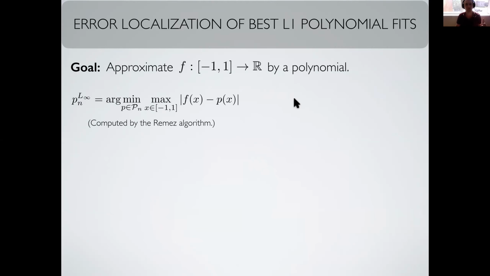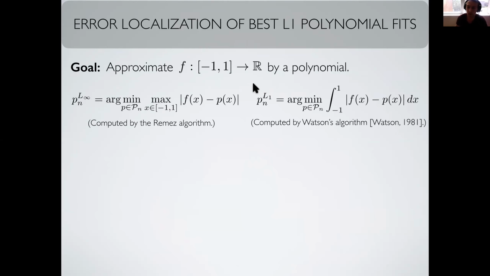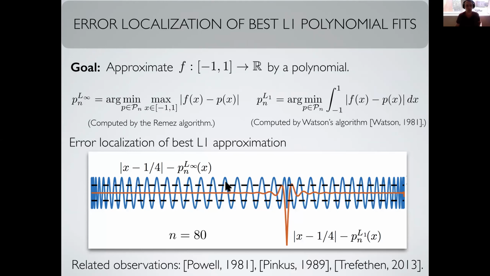You could replace your function by the best minimax approximation, the polynomial of degree n, let's say, that deviates least from f on the interval [-1, 1]. Or you could take the L1, or best least squares, or a Chebyshev interpolant, a Legendre interpolant, all those things. But one of the properties that we like about best L1 polynomial approximations, and that was a mystery to us before, is that they seem to localize error.